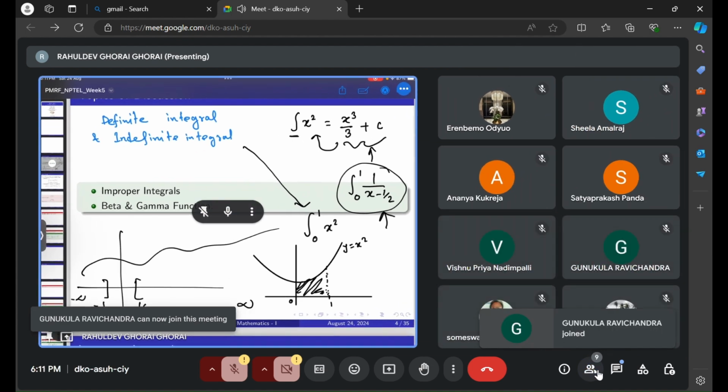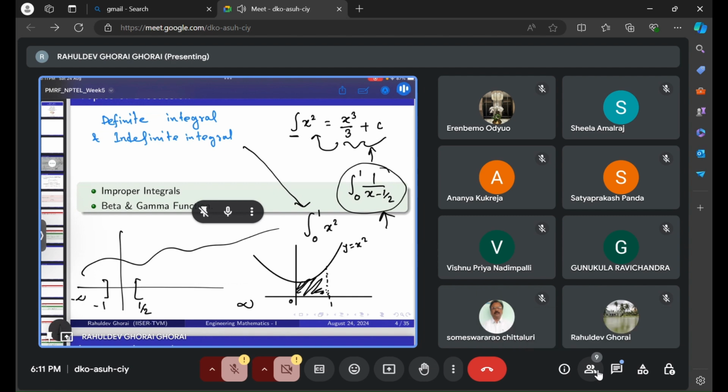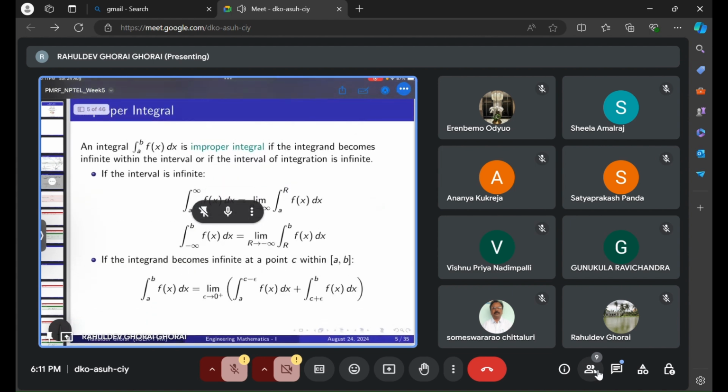Okay. So improper integrals come from the definite integrals which are of this type. So where I have written it here, you see, we will need all these things to solve the problems. An integral is an improper integral if the integrand becomes infinite within the interval of integration, or if the interval of integration is infinite.